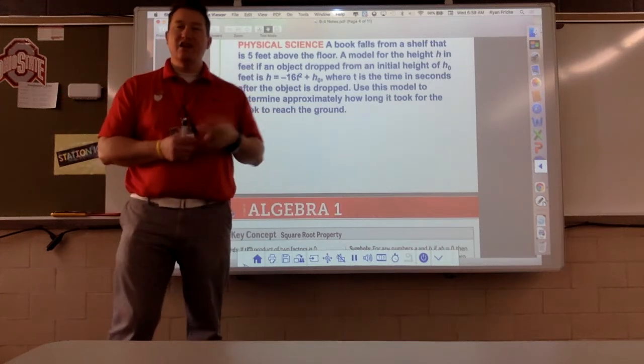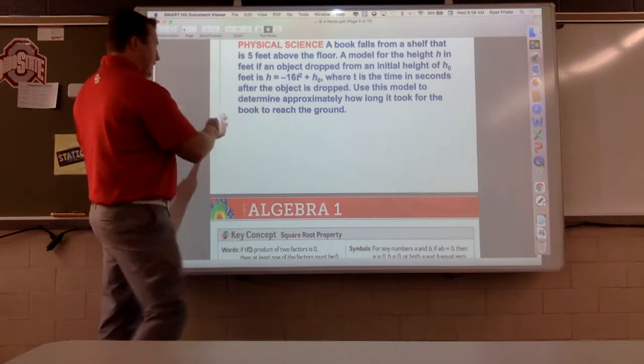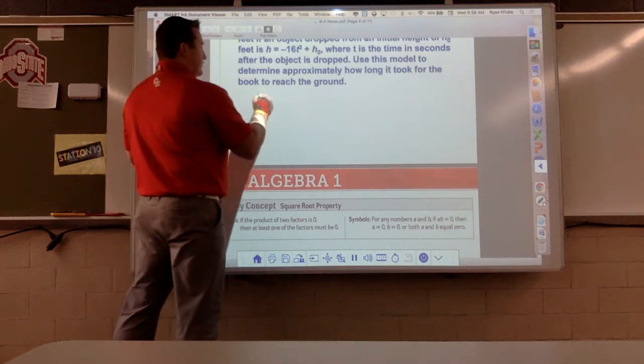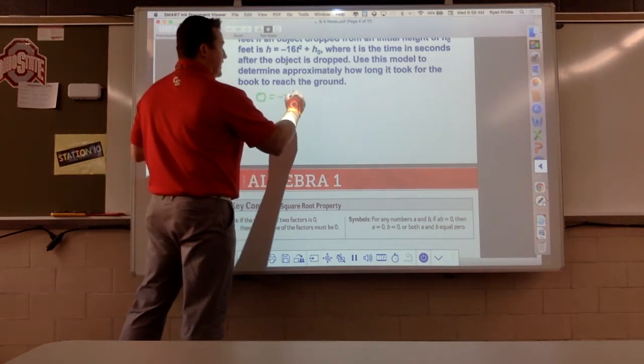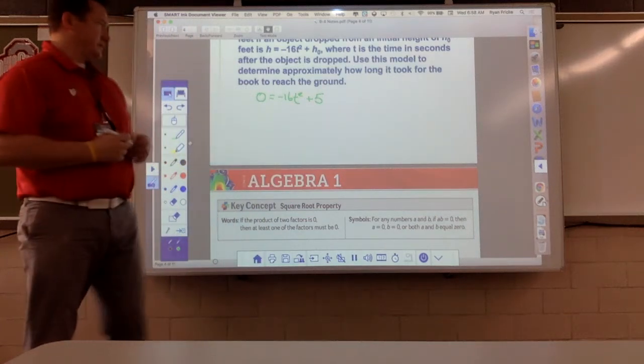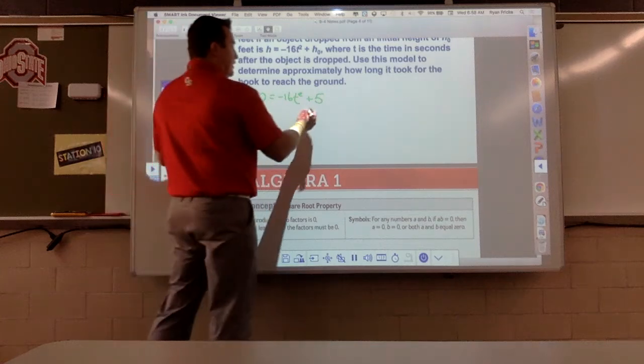So the ground, we need to know the height of the ground, right? So that I can replace. We all know the height of the ground, guys. The height of the ground is 0. Okay? So in other words, 0 equals this negative 16t squared plus 5. Kind of looks similar to the equations we had, but not really.